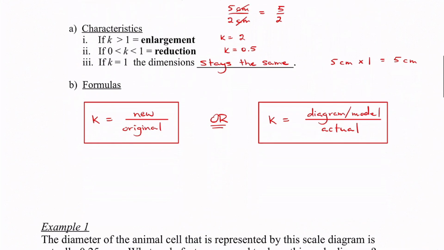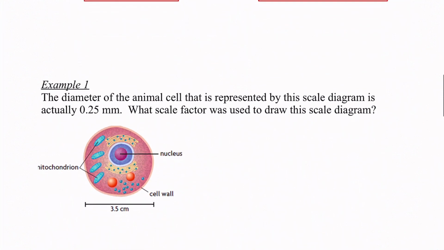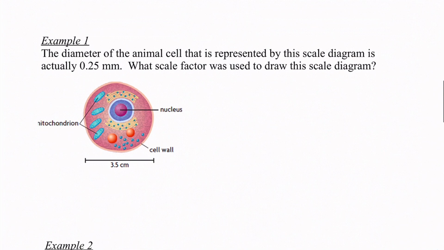So next we're going to look at our first example. It says the diameter of an animal cell that is represented by this scale diagram is actually 0.25 millimeters. So the actual measurement is 0.25 millimeters. And then it says what scale factor was used to draw the scale diagram. And I can see on my scale diagram, the whole width of this is 3.5 centimeters. So I'm going to write the formula out first for our scale factor. We use the letter K, and it was the diagram divided by the actual, and we were given both of those measurements.